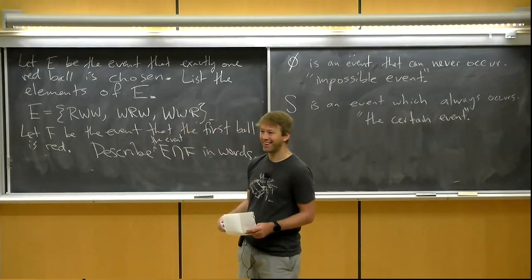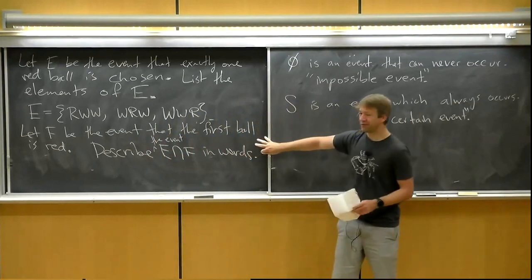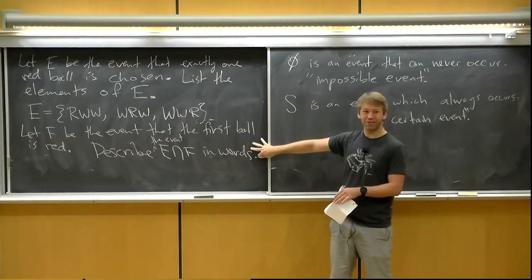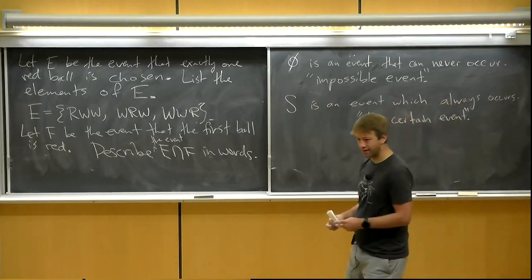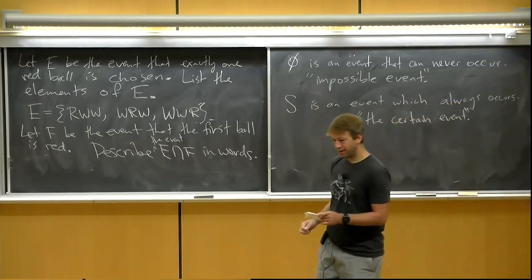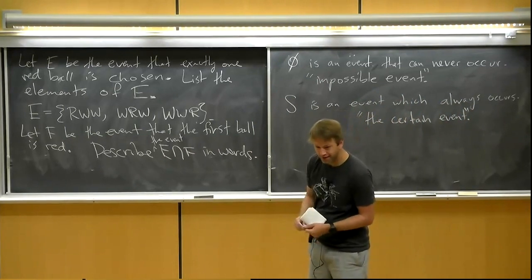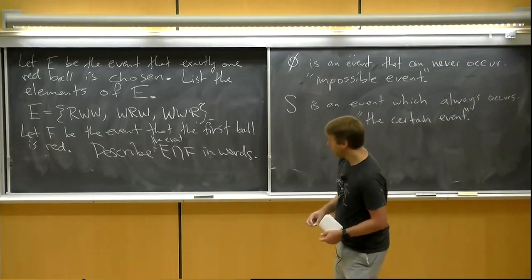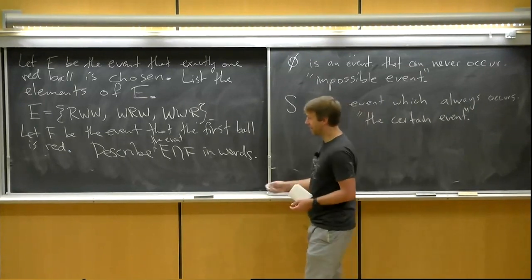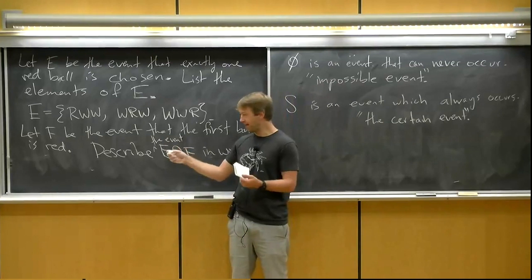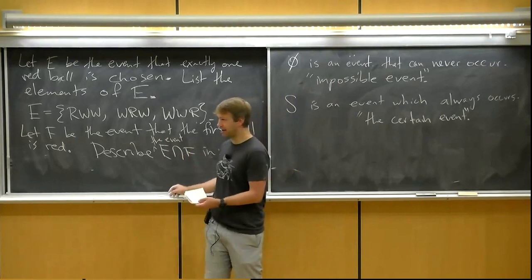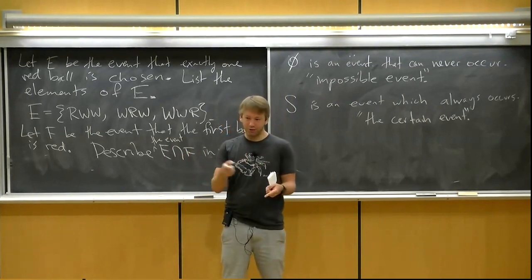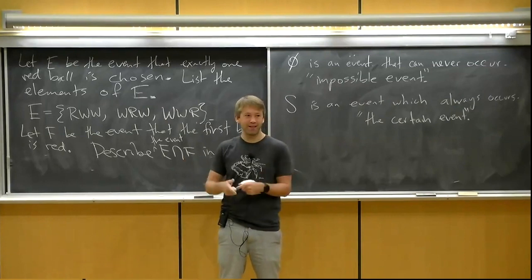Okay, for the next 30 seconds, let's focus on this question. Does anyone have a way of describing this in words? Yeah, exactly. So this is an intersection. This is the event that there's exactly one red ball, and the first ball is red. So actually, it's just going to be the event that the first one's red and the other two are white.